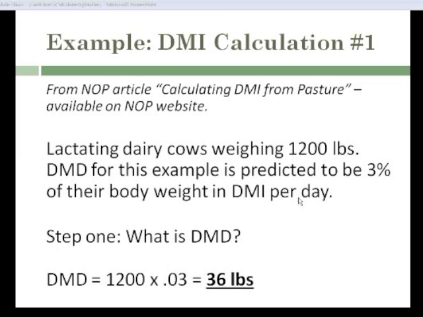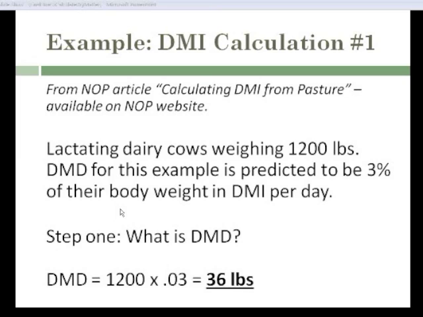So in this example, this is a group of dairy cows that weigh an average of 1,200 pounds, and the dry matter demand, which is the predicted dry matter intake in this example, is predicted to be 3% of their body weight in dry matter intake per day. So they're using a dry matter demand table that predicts dry matter intake as a percent of body weight.